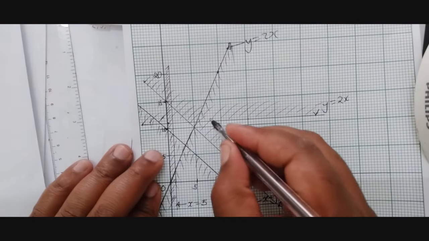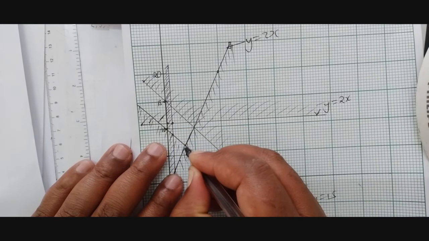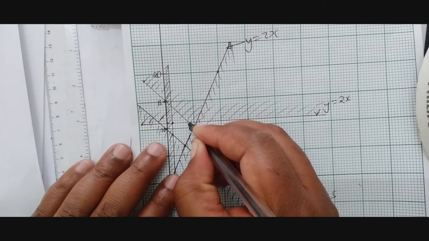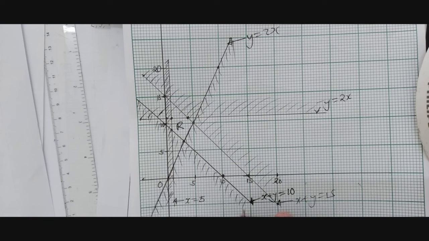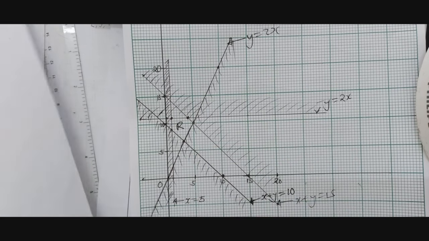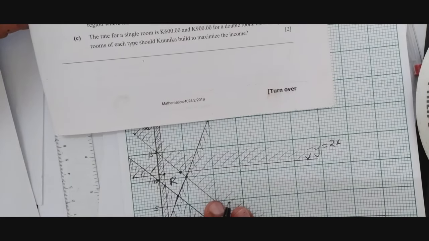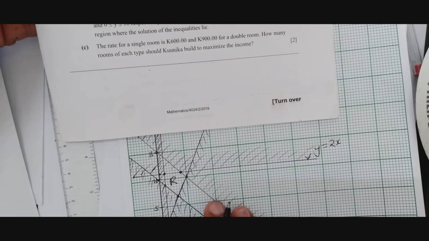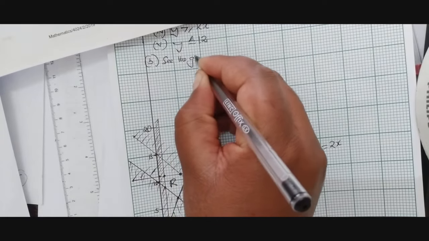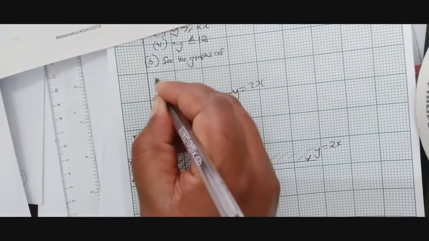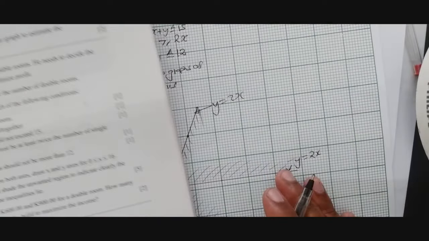Look at the region that has been created. We have got this, look at the vertices, this one, here, and this one. So you can even write, this is my region. It means B has been answered. So what was B? We needed to see the graphs of inequalities. Then we go to C.